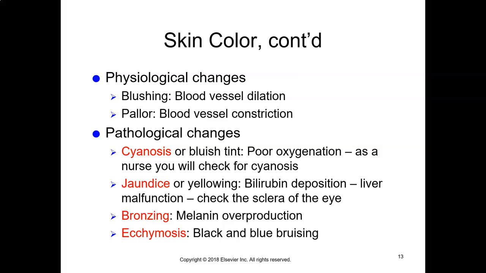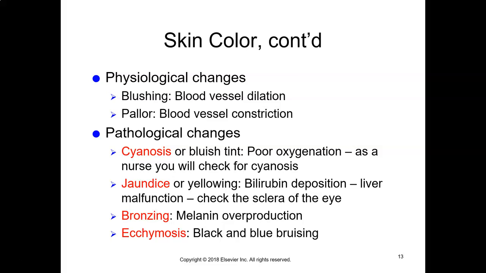The skin has physiological changes. We blush when our blood vessels are dilated. We get very pale when our blood vessels are constricted. It's called pallor. And when we're fixing to faint or something, you know how people get very, very pale. And a lot of other changes too, diaphoretic, that sort of thing. But so we can blush, or we can be very pale.